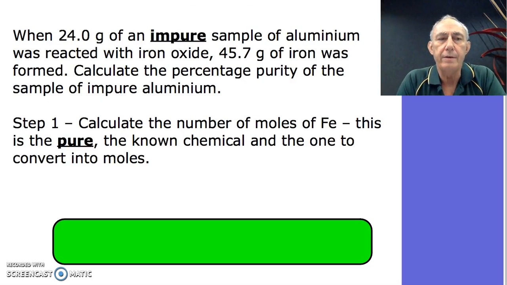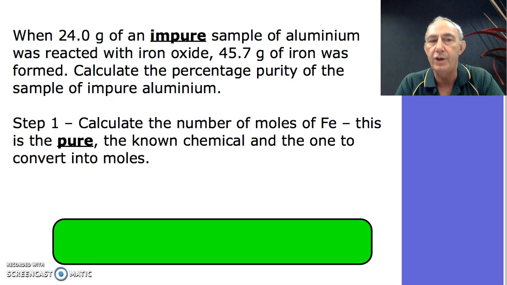So the question is, we have 24 grams of an impure sample of aluminium. If it's 24 grams and not all of it is aluminium, I can't just turn that 24 grams into moles by dividing by aluminium's molar mass. But what I do know in the question is that I have 45.7 grams of iron. This will be the chemical that I know the purity of, I know it's pure, I can use that to directly convert my iron grams into moles.